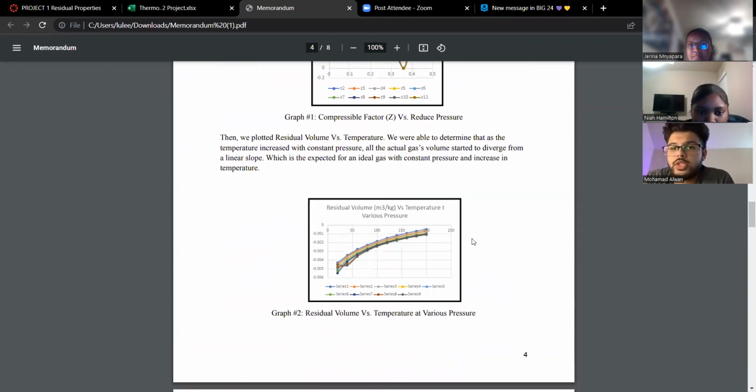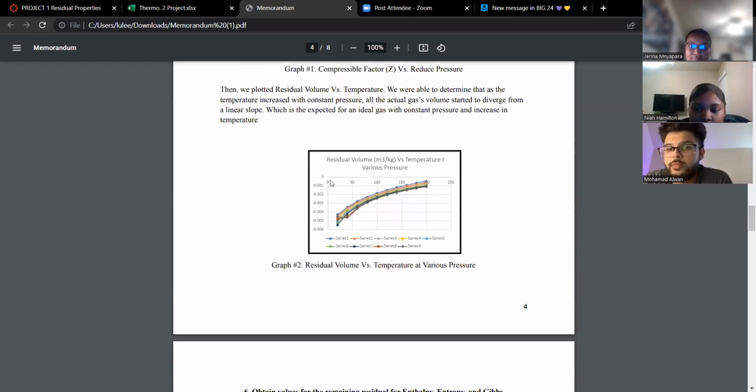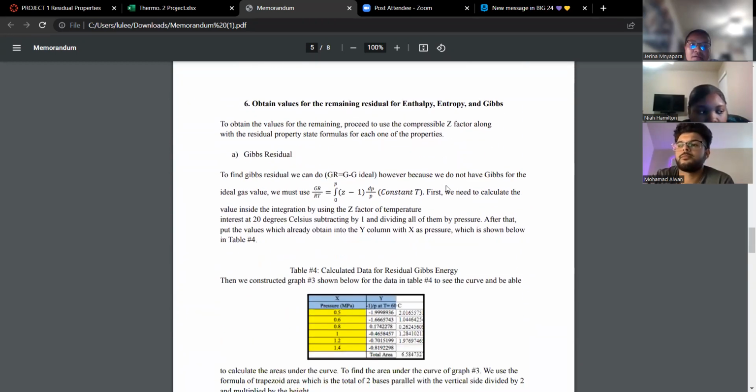Then we plotted residual volume versus temperature. We were able to determine that as the temperature increased at constant pressure, the actual gas volume started to diverge from a linear slope, which is what is expected for an ideal gas at constant pressure with increasing temperature. And below is shown the residual volume versus temperature at various pressures.